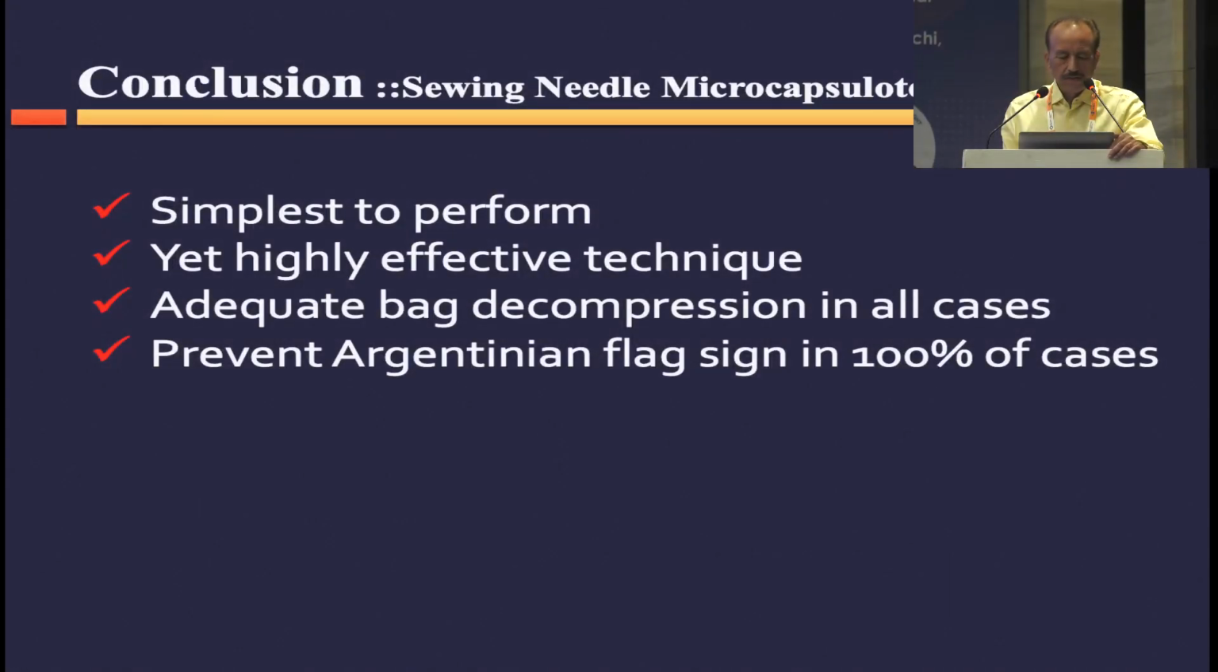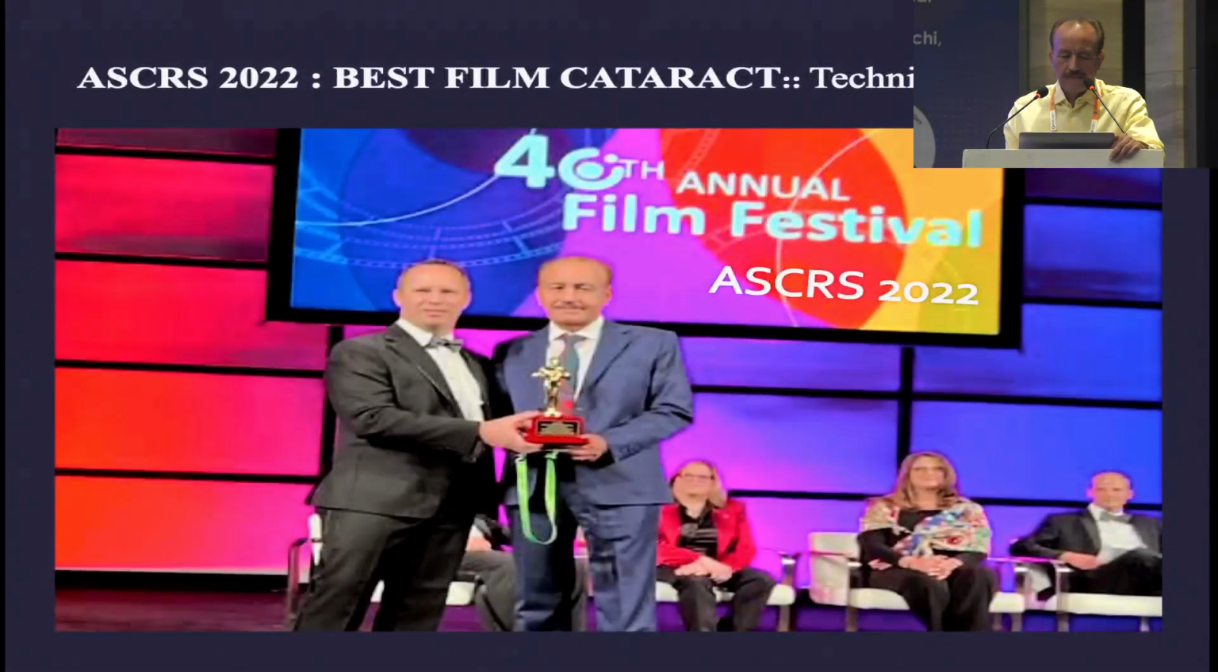To conclude, this is a very simple device: just a 1 rupee sewing needle, you can bend the tip and use it directly. That also can be done, or you can take this device, which is available with Epsilon, and use it for puncturing the anterior capsule. So it's highly effective. This technique has been awarded the best film at the ASCRS this year, and was declared one of the best techniques.